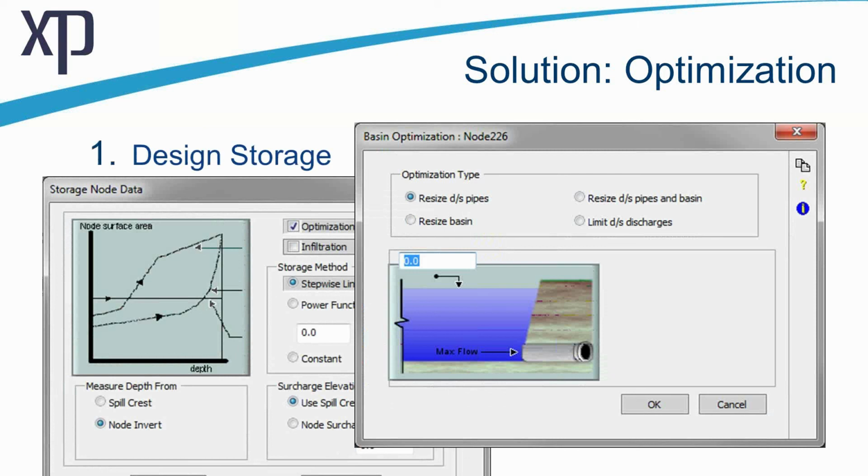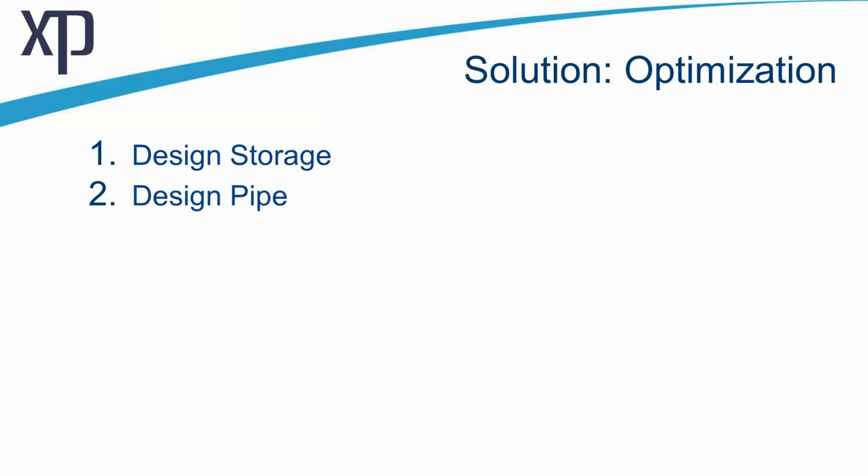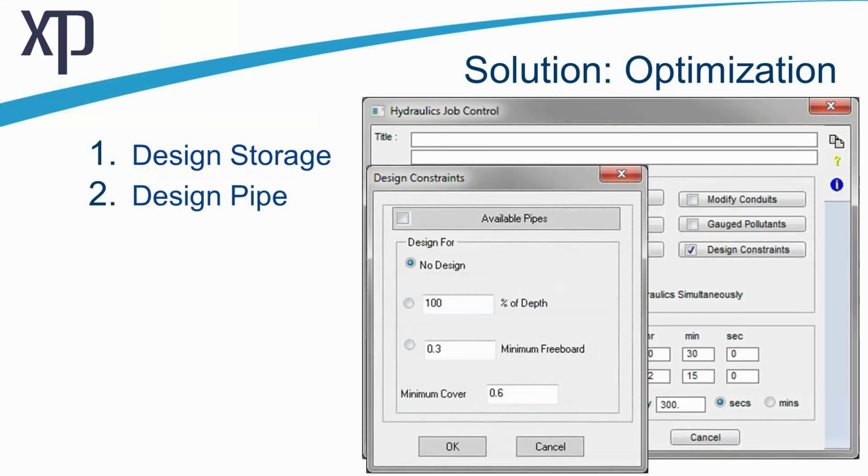So you can actually optimize it, or you can do more of a spreadsheet hand calculation to come up with the best storage method. There's also the design of the pipe. So there are ways, different platforms, including XP Swim, have ways to actually design the pipe based on certain criteria. So perhaps you don't want the pipe to surcharge within 2 feet, or you want the pipe under a dry weather condition to not be surcharged at all.